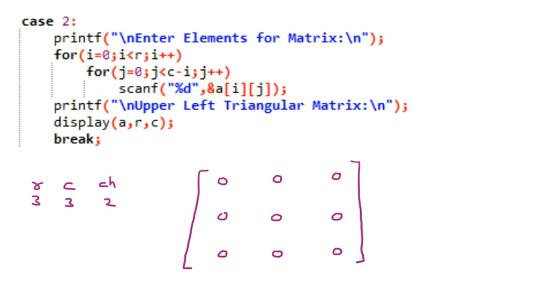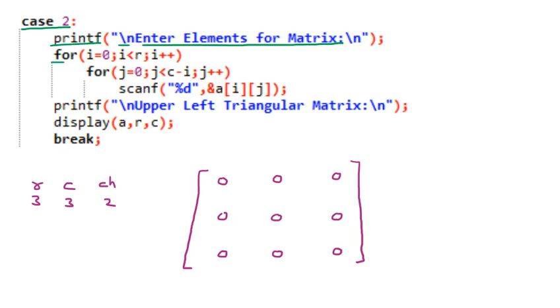Now we are going to read the code and implement this. First of all, if the user has opted for case 2, it runs printf, which shows a message on the user screen: new line, enter elements for the matrix. So the user has to enter the elements for the matrix.